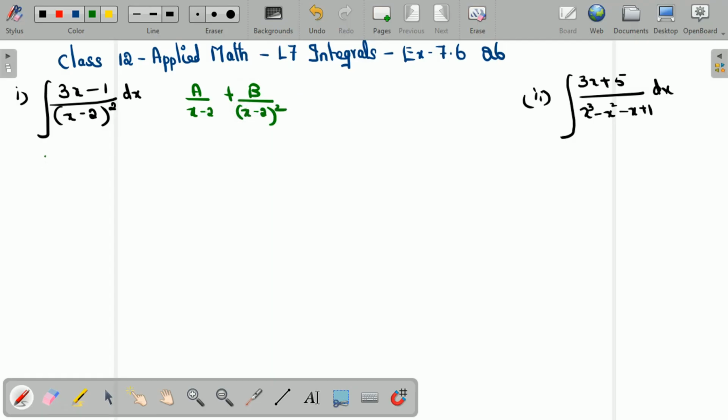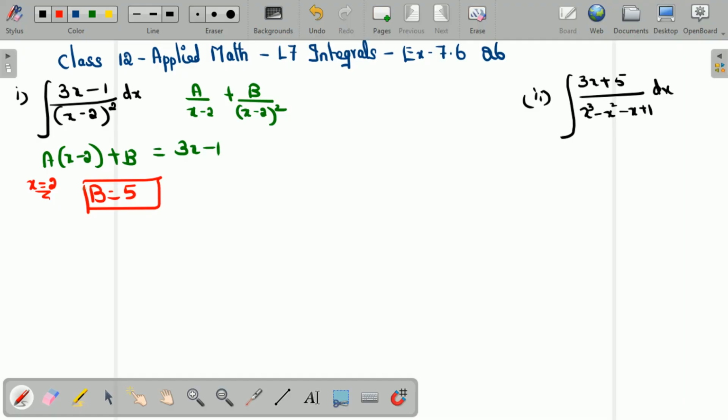So if you cross multiply, a into (x minus 2) plus b will be equal to the numerator of this fraction, which is 3x minus 1. Now let's substitute the value for x. So if you put x is equal to 2, a will vanish. So b will be equal to 3 into 2 is 6, 6 minus 1 is 5. So b's value is equal to 5.